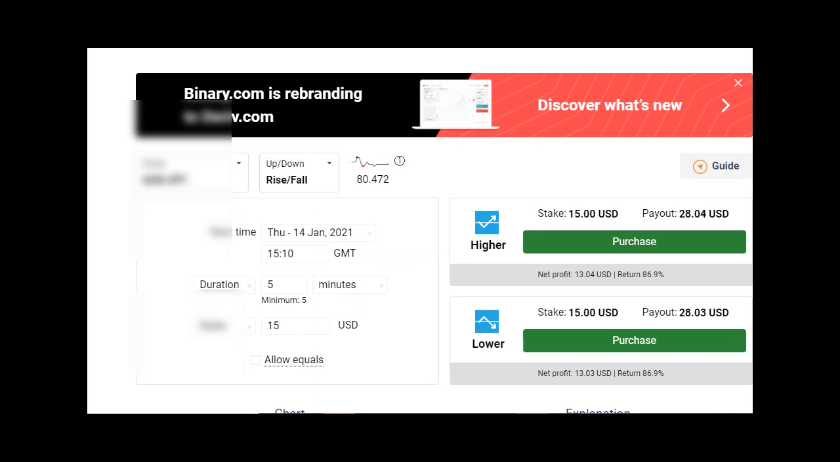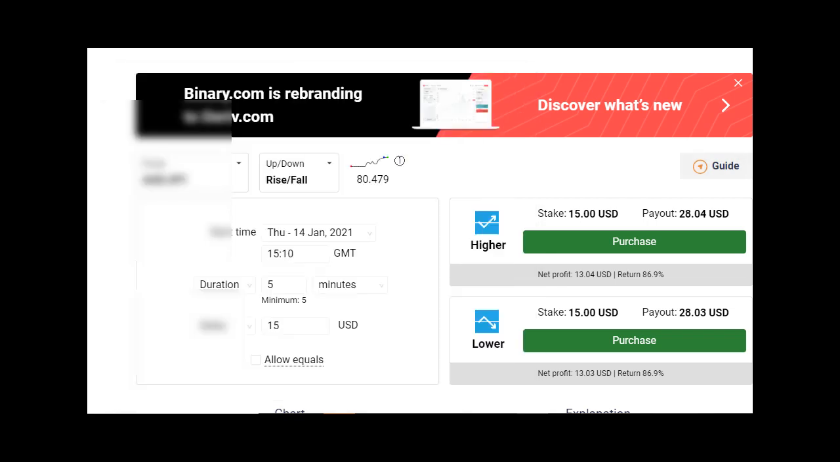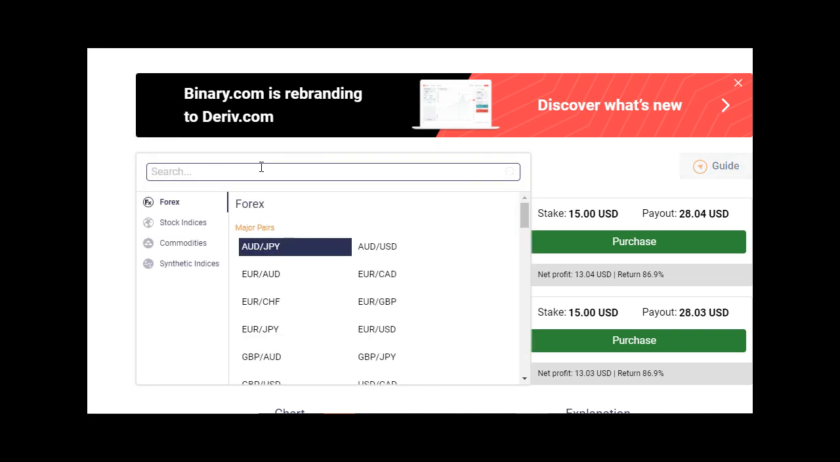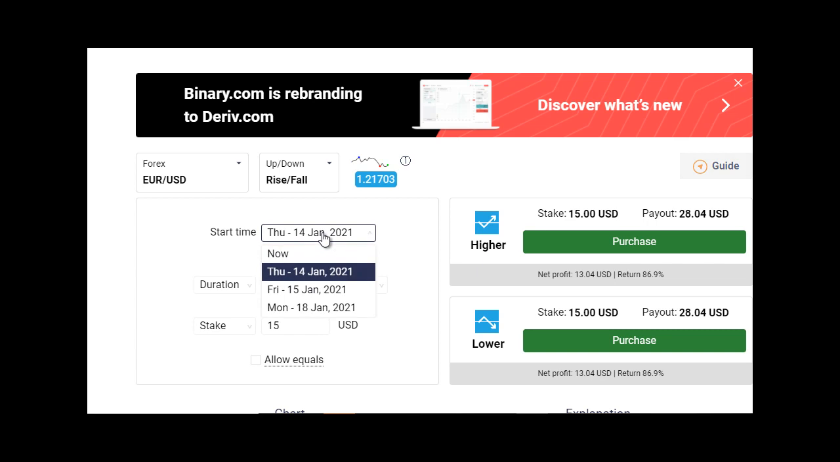I'm having a signal at 0145 Nigerian time, that's GMT plus 1, 0145 on Euro USD for call. So now I will go here, look for Euro USD. Once seen, click on it, make sure it is under the rise and fall. Now 01 is on 14th of this month.